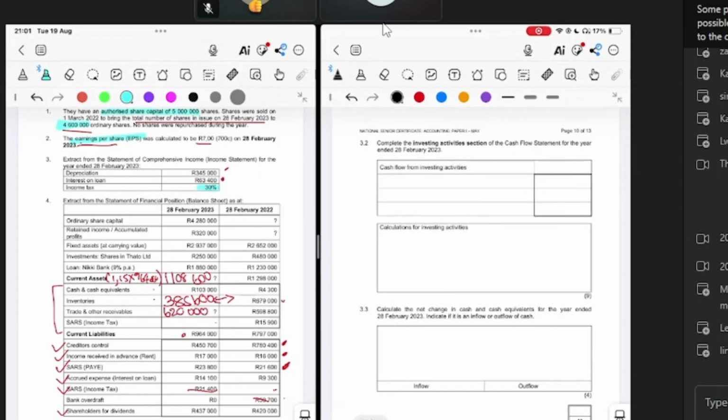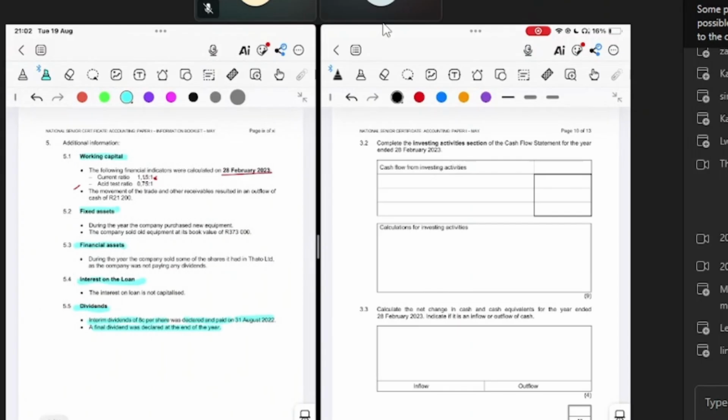So then 3.2, they want us to complete the investing activities section. Investing activities, this is what you use with your money that you funded. What did you invest in? It's basically your financial investments and the assets that you invest in, the fixed assets. So let's start with our fixed assets.